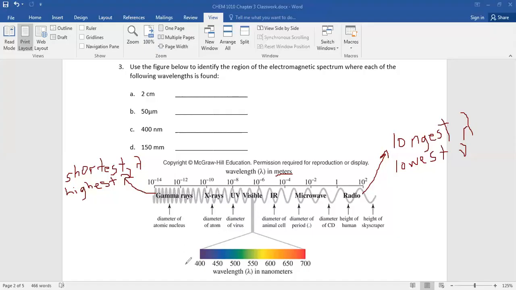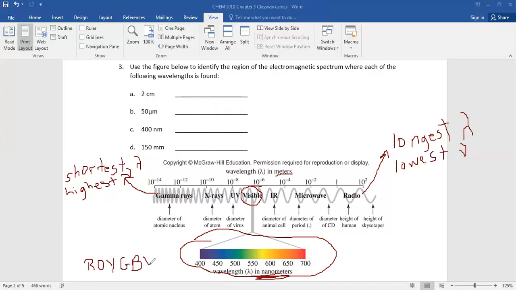And then what you have here is the visible electromagnetic radiation. And this is just a little cutout of it blown up to show you the different colors of visible light and their wavelengths in nanometers. And so it follows, and you've probably heard of this in a previous science class, the Roy G. Biv mnemonic.